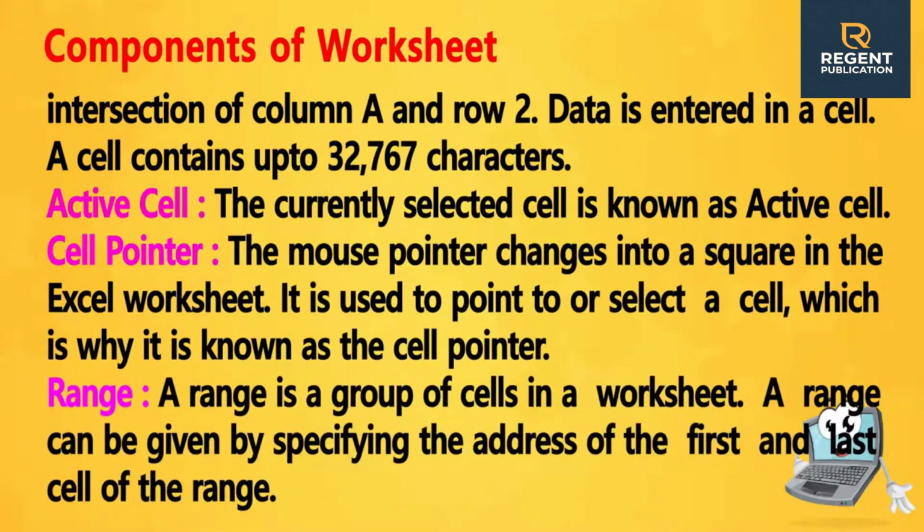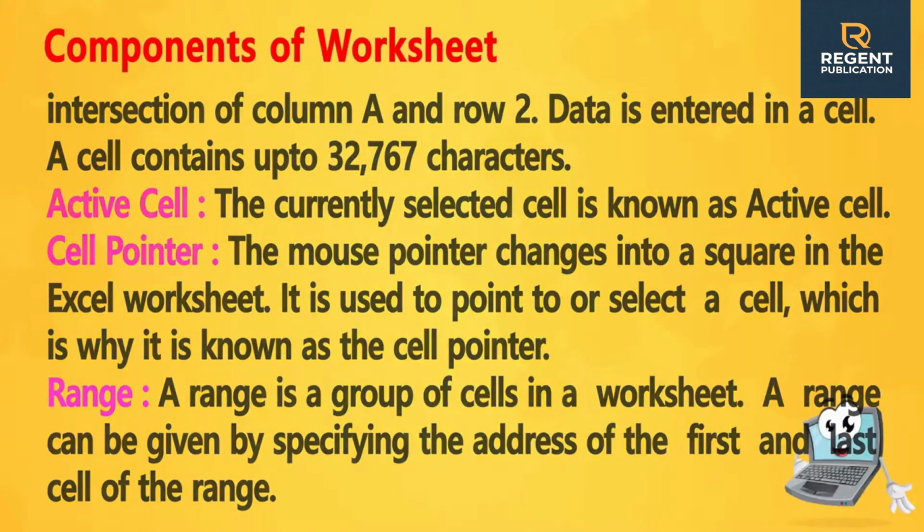Active cell. The currently selected cell is known as active cell. Cell pointer. The mouse pointer changes into a square in the Excel worksheet. It is used to point or select a cell, which is why it is known as the cell pointer. Range. A range is a group of cells in a worksheet. A range can be given by specifying the address of the first and last cell of the range.